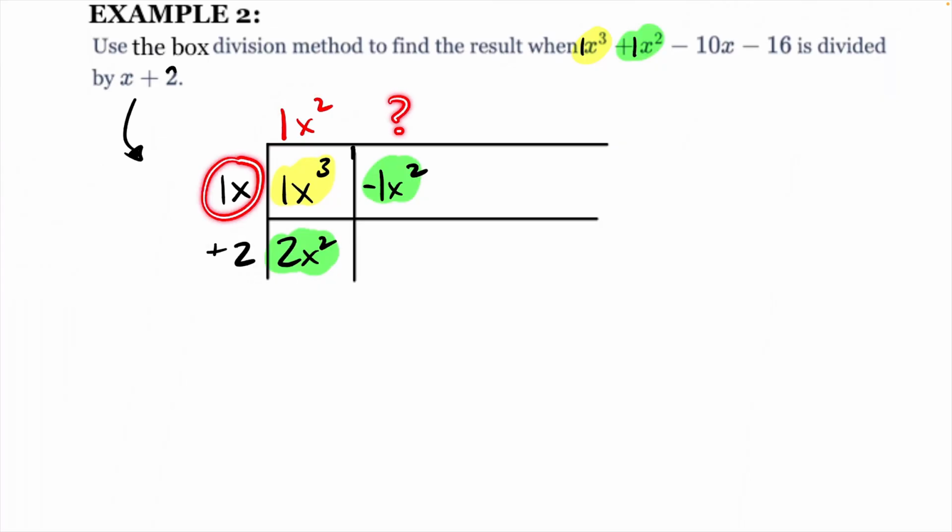Okay, so now let's do some mental math. What number times 1x is going to make negative 1x squared? Negative 1x, good. Negative 1x, oops, different color, sorry. Good. Negative x, negative 1x, however you want to write it. Then I multiply negative 1x times positive 2, negative 2x. Close off that part of the box. Grab another color.